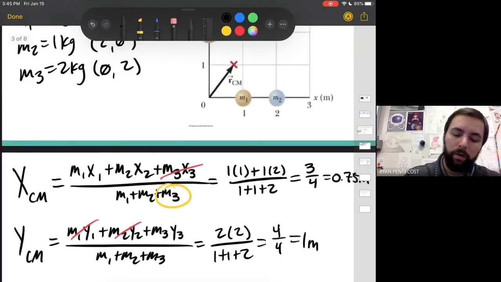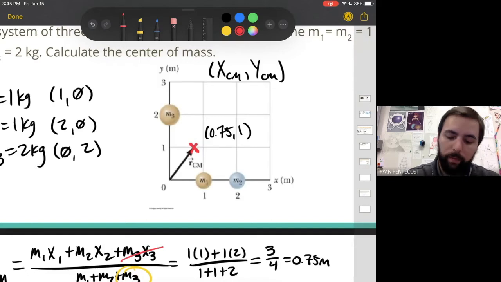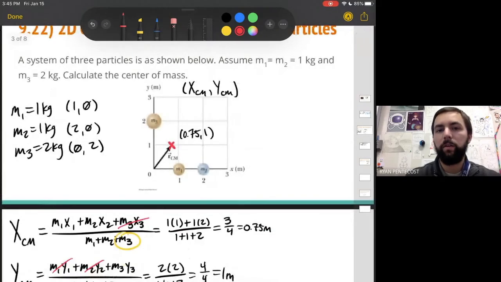So that means that our center of mass would be 0.75, 1, which actually turns out to be this red X that was there the entire time. So that's how you can find a two-dimensional center of mass by finding the center of mass in the X, center of mass in the Y.